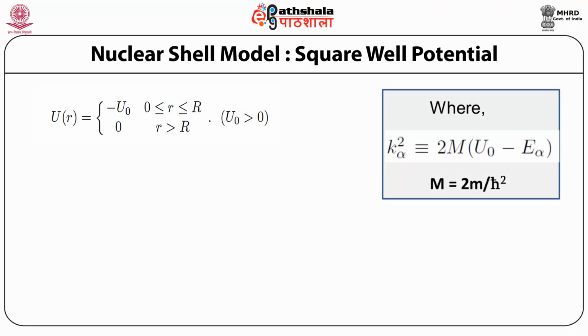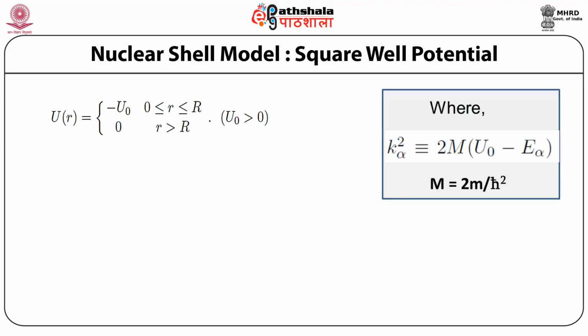Nuclear shell model, square well potential. So, the first generation of people who developed the nuclear shell model considered the square well potential. So, we are going to discuss what comes out if we take the square well potential. The square well potential is given by this, where k_alpha squared is equal to 2m(U0 minus E_alpha) divided by h bar squared.